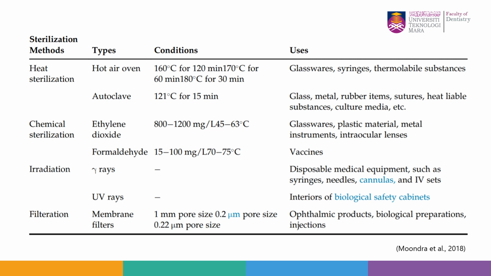And as for chemical sterilization with ethylene oxide, normally they use 800 to 1,200 milligrams per liter, at up to 63 degrees Celsius, for glassware, plastic material, metal instruments, intraocular lenses. Okay, so there are others, irradiation and filtration, that you can probably read on your own. All right, so those are just examples of the sterilization methods.